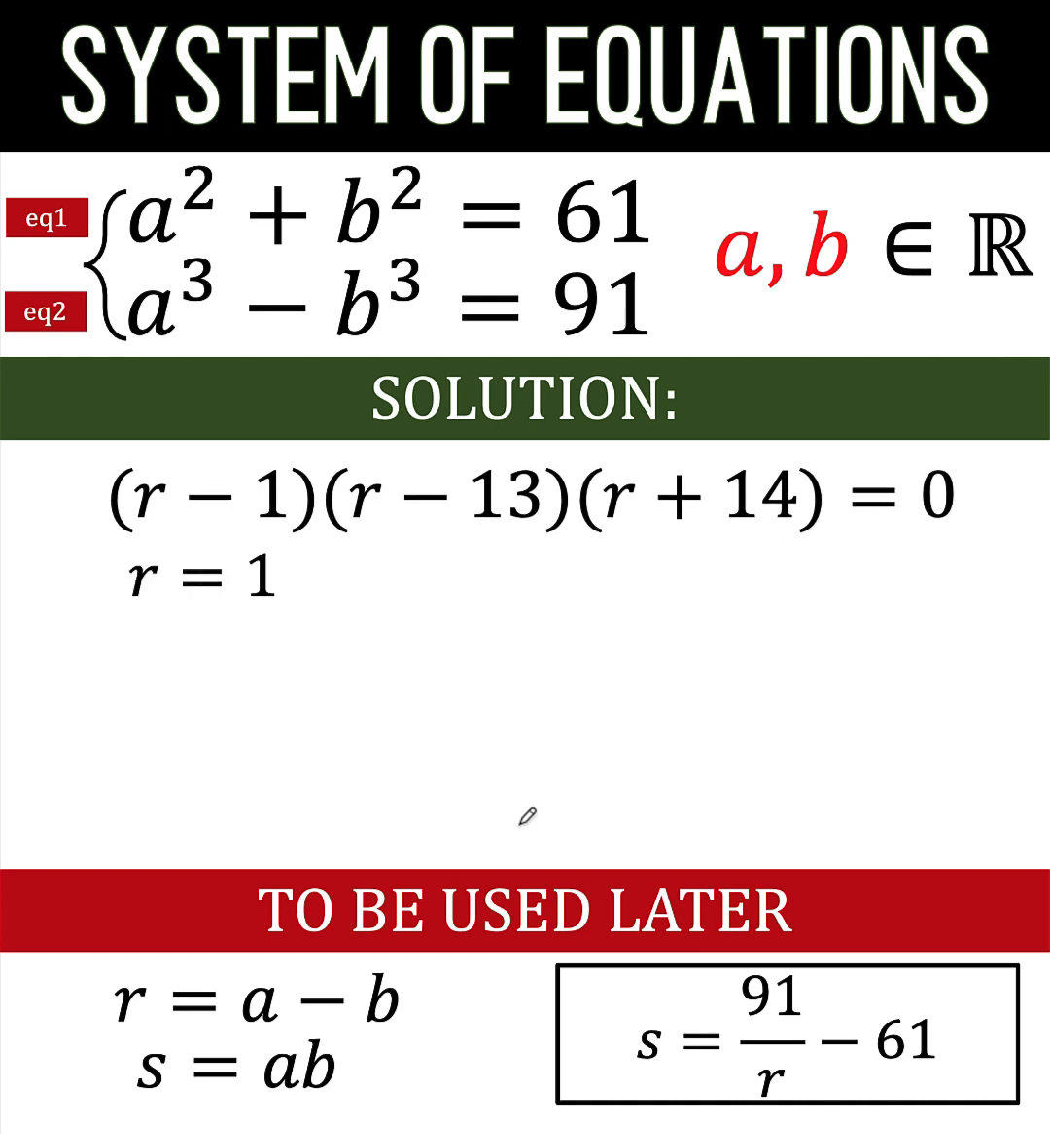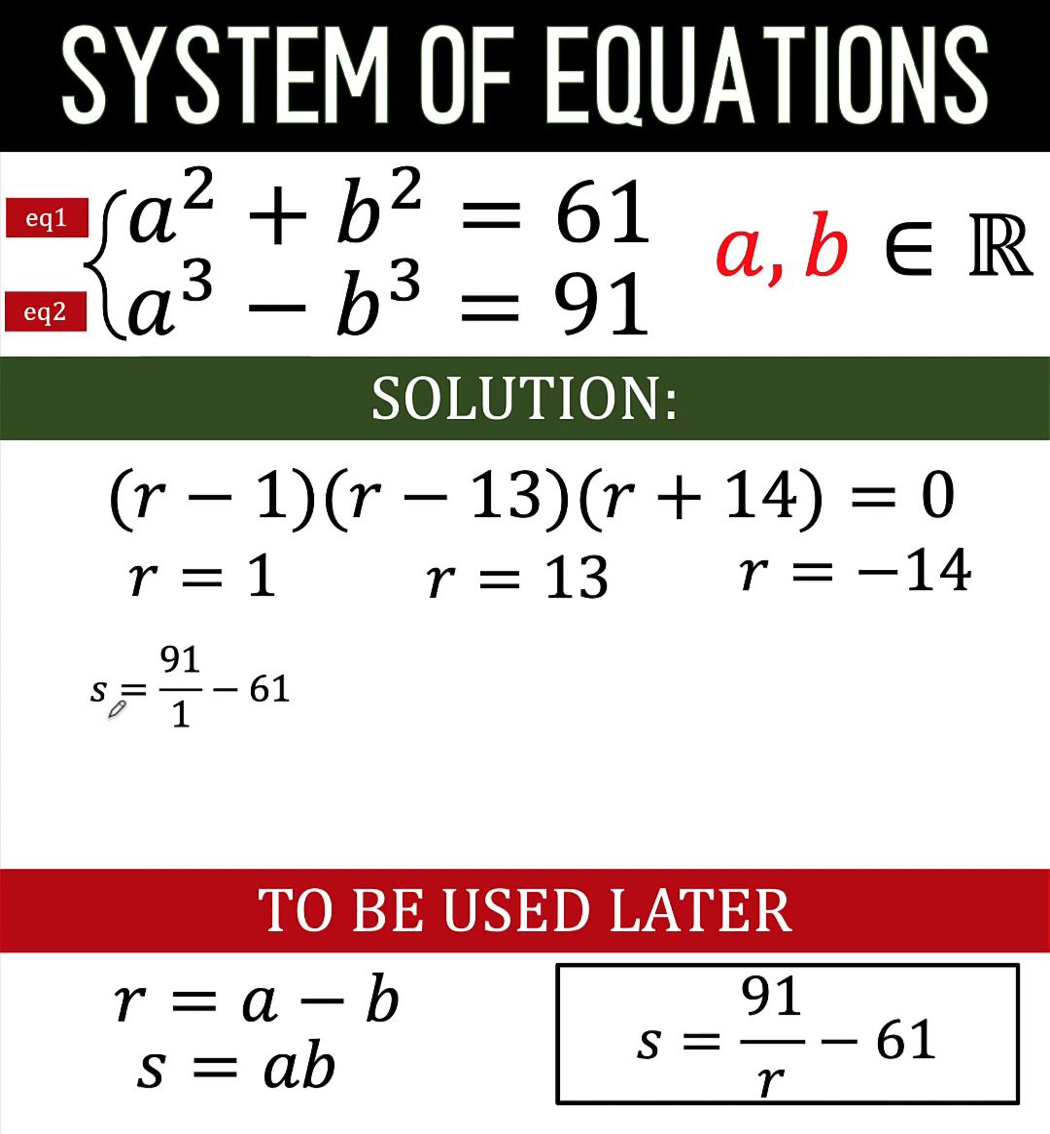r minus 1 equals 0. That means r equals 1. r minus 13 equals 0. That means r is equal to positive 13. r plus 14 equals 0. So that means r is equal to negative 14. But what is the value of s here? We know that s is equal to 91 over r minus 61. So that can easily be computed.